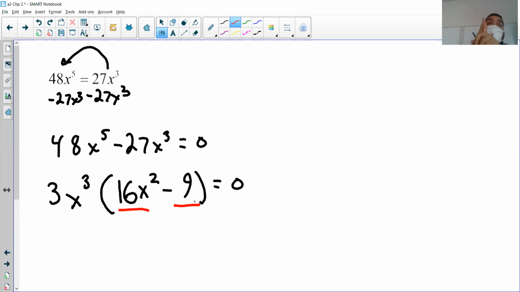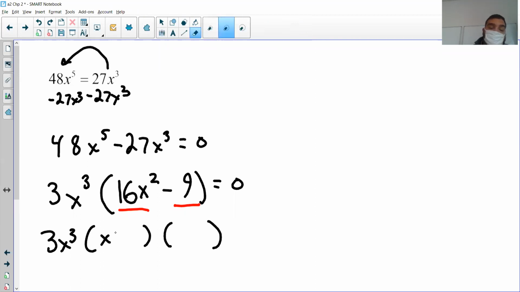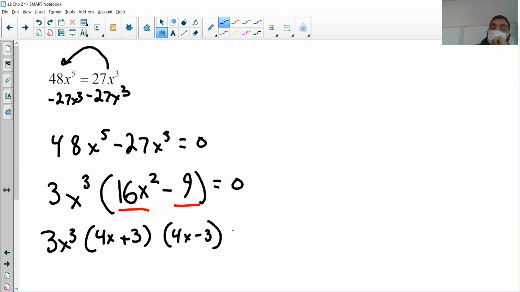So Nate, how are you going to rewrite this if it's perfect squares? Give me a second. What's the square root of 16? 4. And then Nate, what's the square root of 9? 3. So you're going to be 4x plus 3, 4x minus 3.